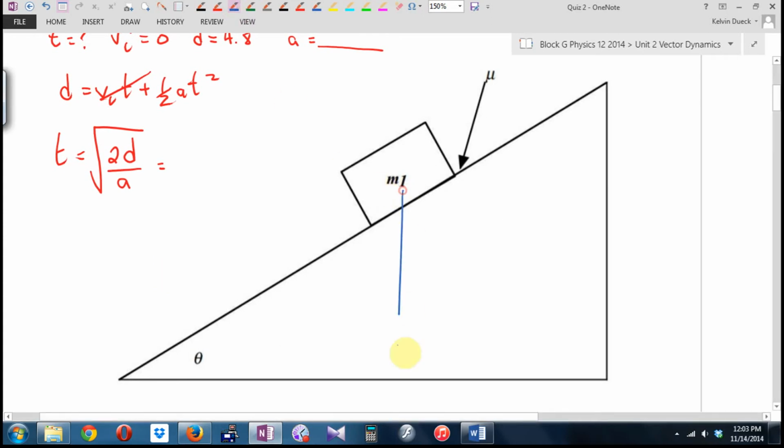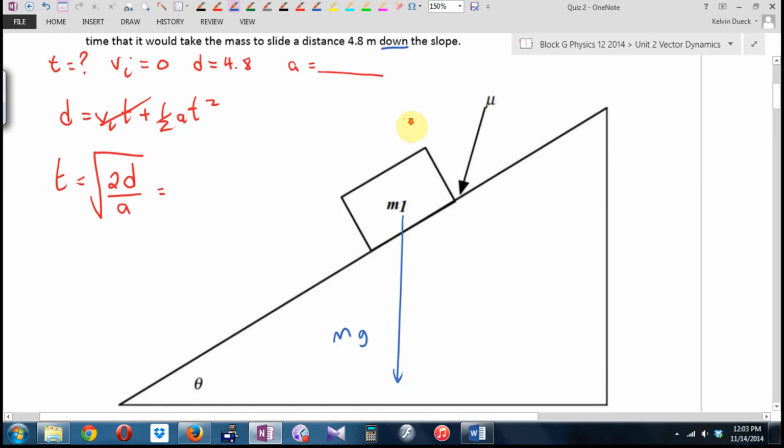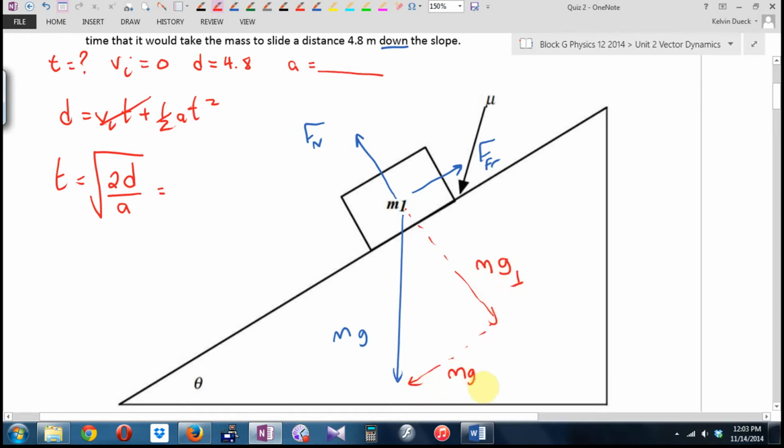Let's see. mg down. Does it say it's sliding up the hill or down the hill? That's important. Normal force. What if I was sliding up the hill? Which way would I draw friction? Down. I'd have two winners. Okay, this isn't good. I have to go components. mg perpendicular and mg parallel, where that's a lovely right angle.